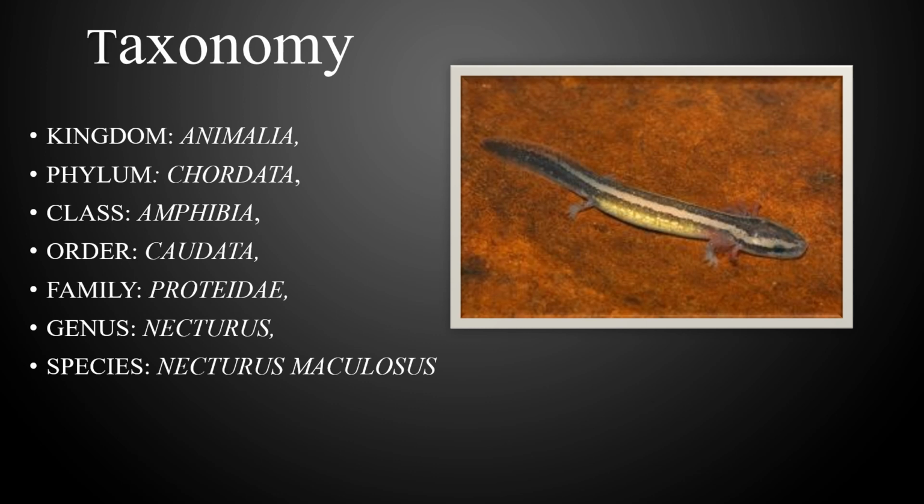Moving to the genus, which includes 5 other species of North American aquatic salamanders that are at a certain size. And then getting onto the species, Necturus maculosus, the common mudpuppy, because there are other branches of mudpuppies, but this is the most commonly seen.